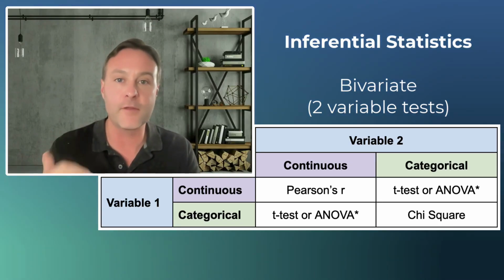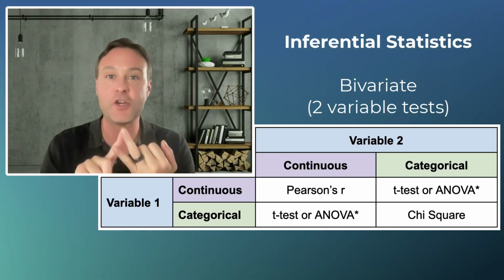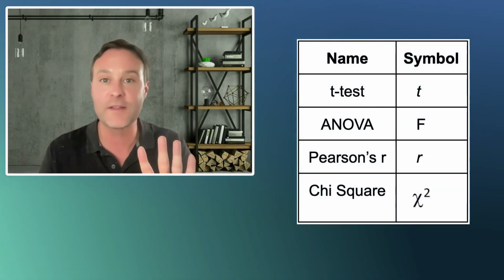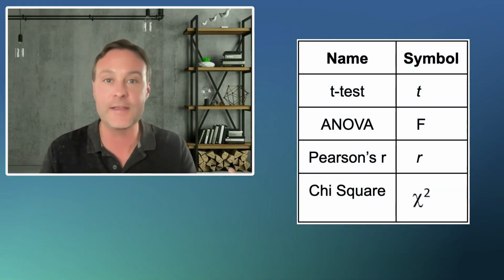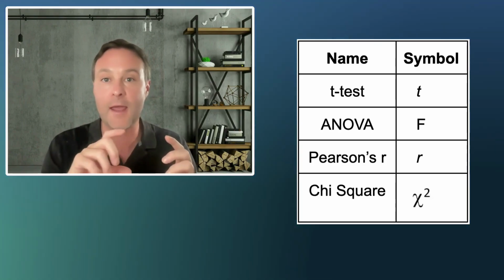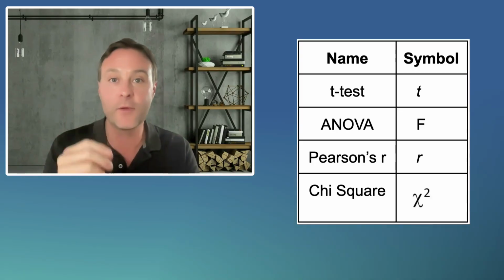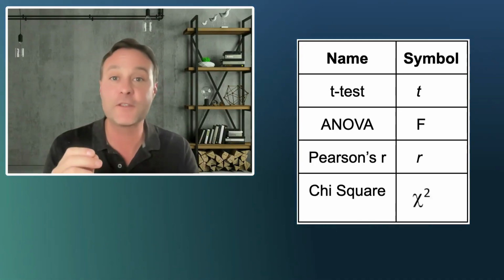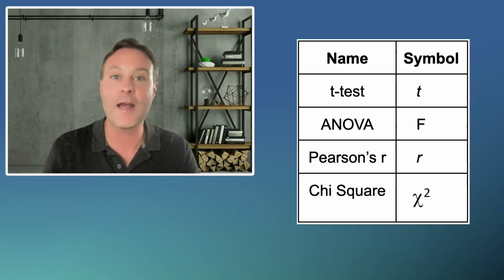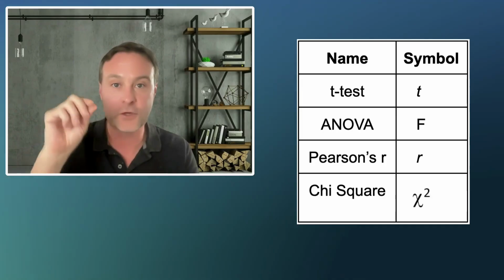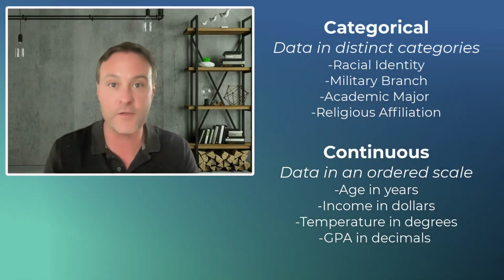So here are the names of the four tests. There's t-tests, there's the ANOVA, there's the Pearson's r, and there's a chi-square test. And they each have a symbol representing the test. So a t-test just uses a lowercase t. The ANOVA, all caps, stands for analysis of variance. The symbol it uses is a capital F. The Pearson's r uses a lowercase r, and the chi-square test uses the Greek chi symbol squared, so a superscript 2 next to it.